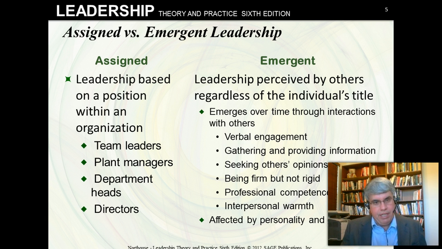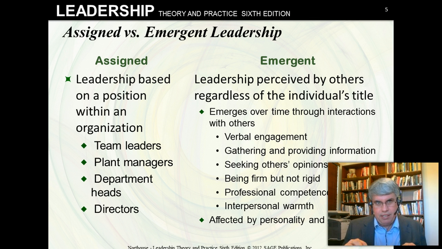Now, hopefully, the assigned leadership goes to people who will be good leaders in all the senses, but we can compare assigned leadership to emergent leadership. And emergent leadership is leadership perceived by others regardless of that individual's title. It emerges over time through interactions with each other. It's not something that's assigned to somebody, but it's rather, wow, look at this guy. He's a good guy. He's got some good ideas, or he's a nice guy. I want to please him.